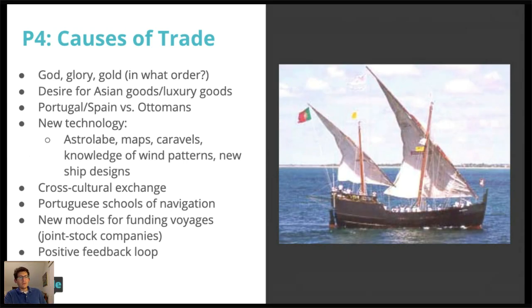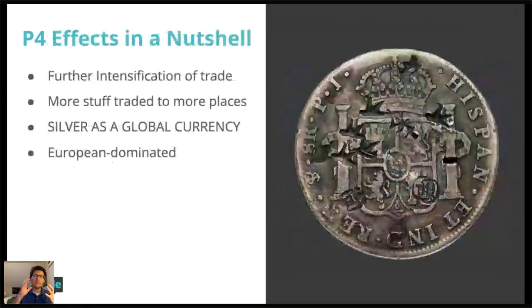So then what are the effects? Well, in a nutshell, period 4 sees an even further intensification of trade, more stuff traded to more places on a global scale. Silver, especially silver mined in the Americas at places like Potosi in South America or in the mines of Mexico, becomes a global currency, a currency that is accepted in Japan, the Philippines, China, India, East Africa, the Middle East, Europe, and of course the Americas. You see here pictured the peso de ocho, right? The pieces of 8 from Spain.